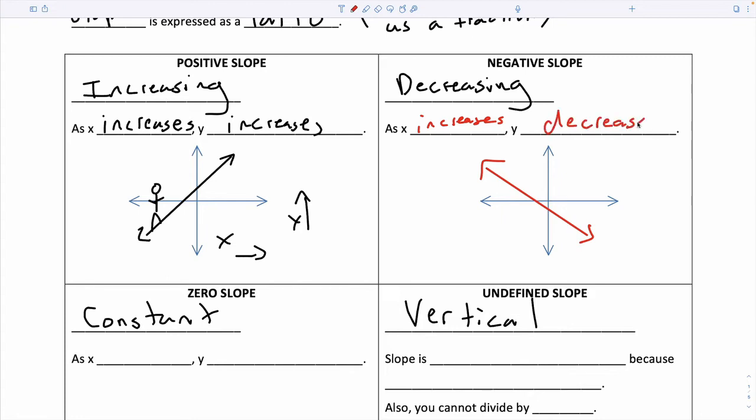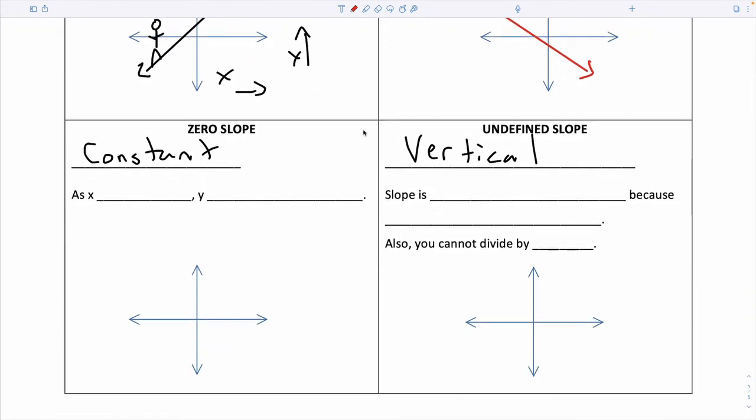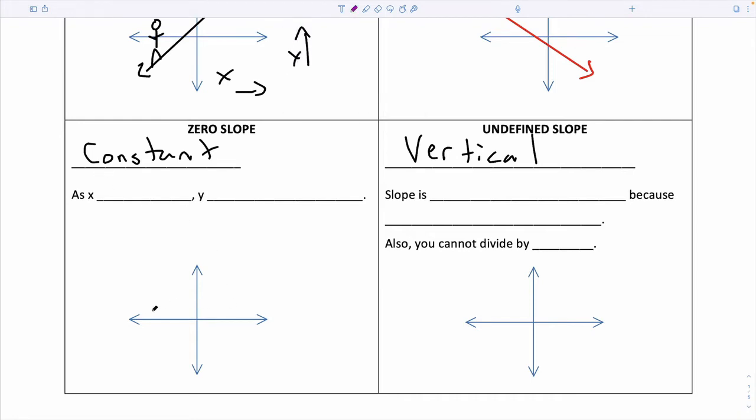What does my line look like when it's constant, TJ? It's just a flat line. Yeah, it's flat. And as x is increasing, y does nothing. So anywhere along this y-axis, it's constant. X is increasing, y stays flat, stays the same.